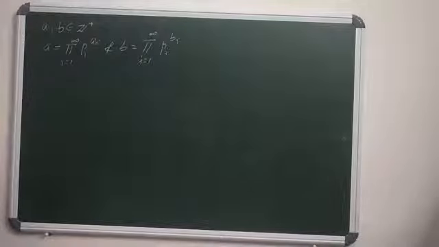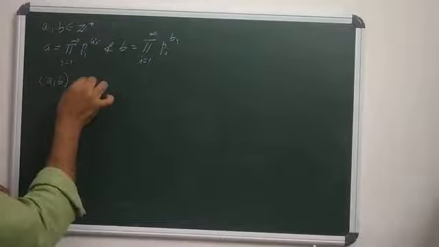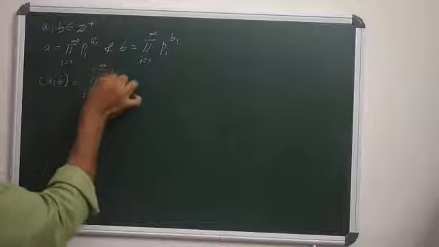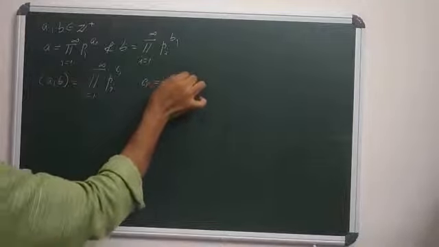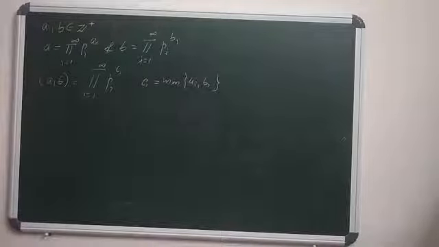Then consider the GCD. The GCD of a and b has the factorization product, i ranges from 1 to infinity, of pi power ci, where ci is the minimum of ai and bi. So this is an important result.